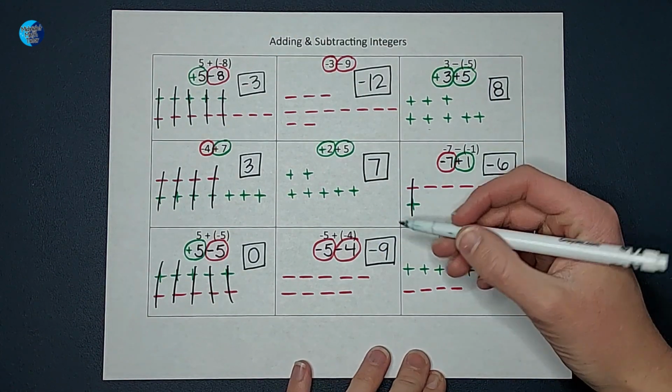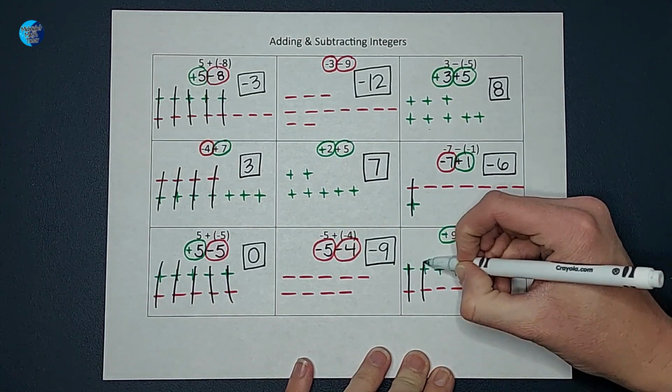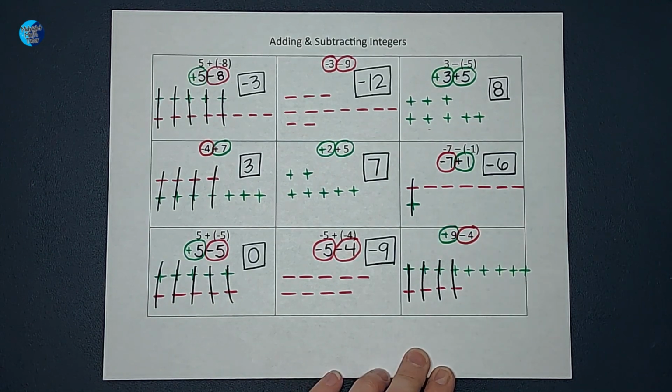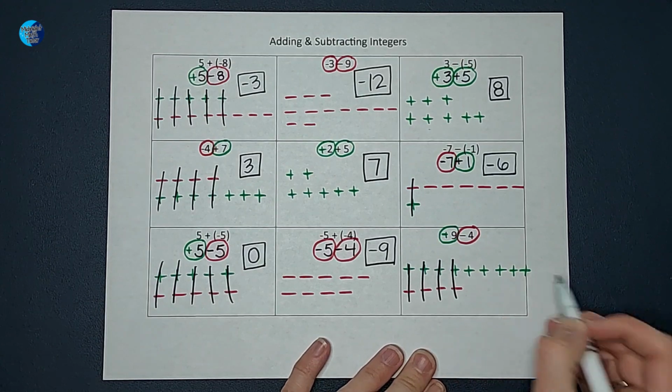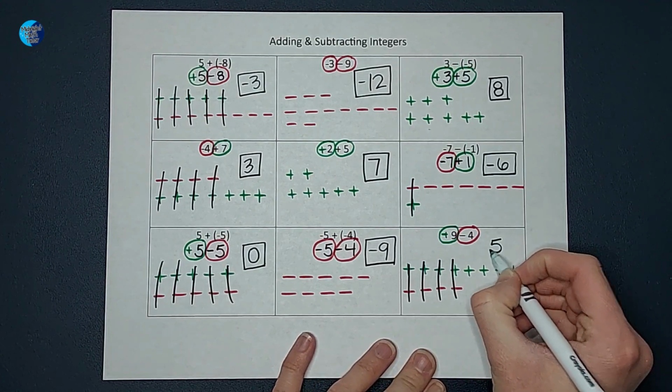All right, so the pluses and minuses cancel. 1 plus with 1 minus. What am I left with? 5 positives, or 5.